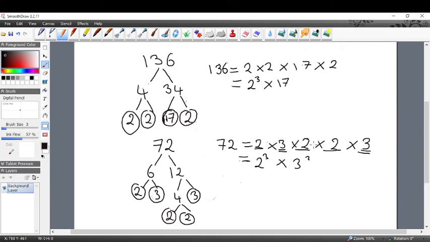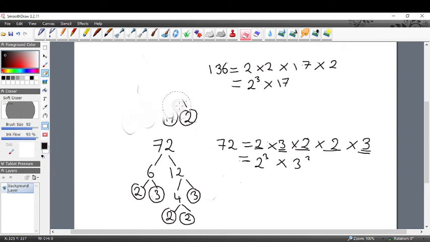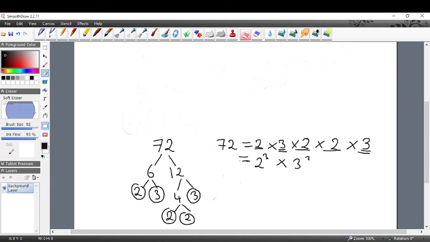We could do one more example. Let's rub this top one out. So this time we're going to do the number, let's say 44. So what two numbers go into 44?